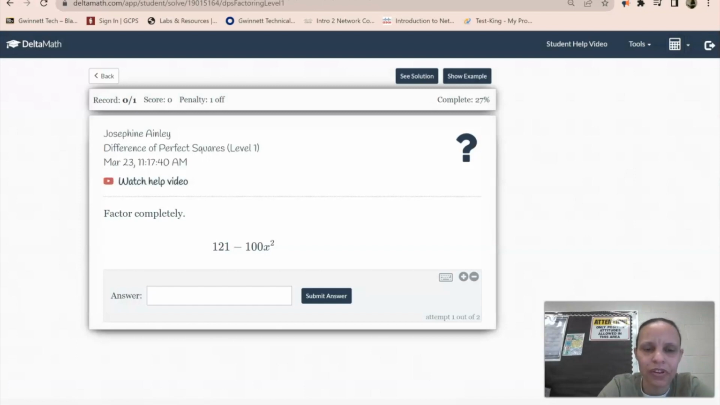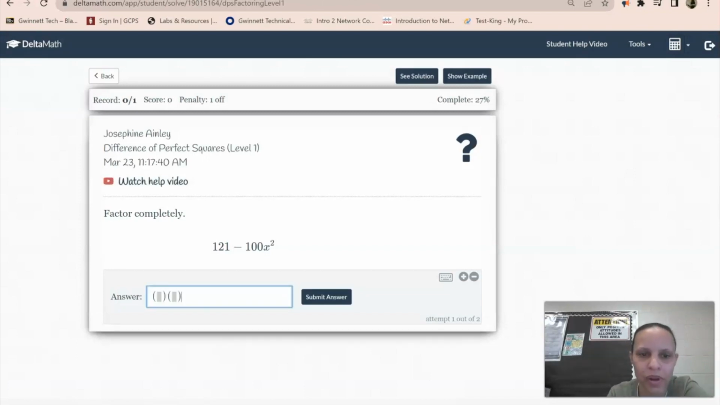All right, difference of perfect squares. We've talked about this at length. Two parentheses, take the square root of the first thing. So what's the square root of 121? 11. So you do it for both, 11. And then you're going to do plus and minus, minus the square root of the second thing. So what's the square root of 100? 100 square rooted is 10, and x squared is x. So this is 10x.